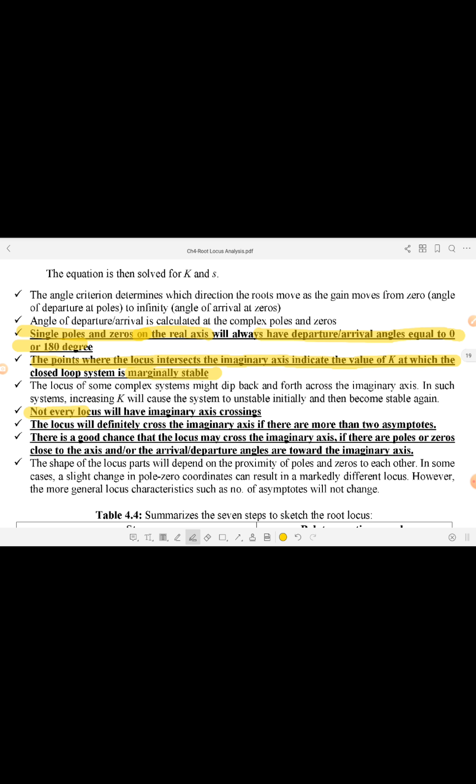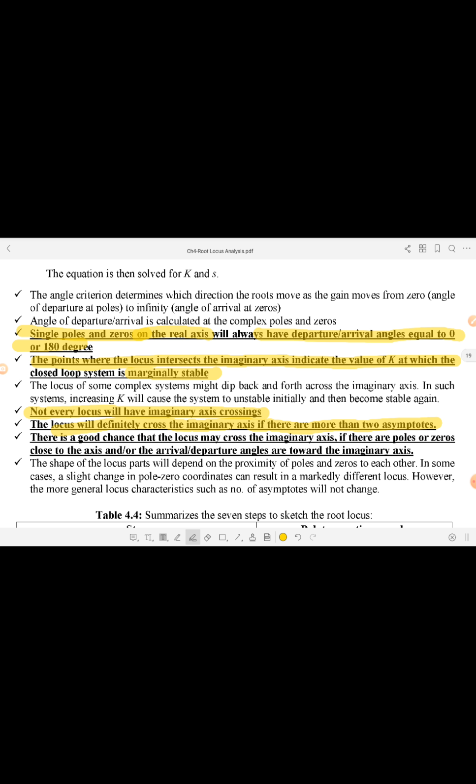And the next note, not every root locus will have an imaginary axis crossing. If the poles and zeros of the root locus are all in the left half side of the S-plane, and n minus m, the number of asymptotes, is less than or equal to 2, then in most cases there will be no imaginary axis crossing. The root locus will definitely cross the imaginary axis if there are more than 2 asymptotes, and this is true based on the angles of the asymptotes.